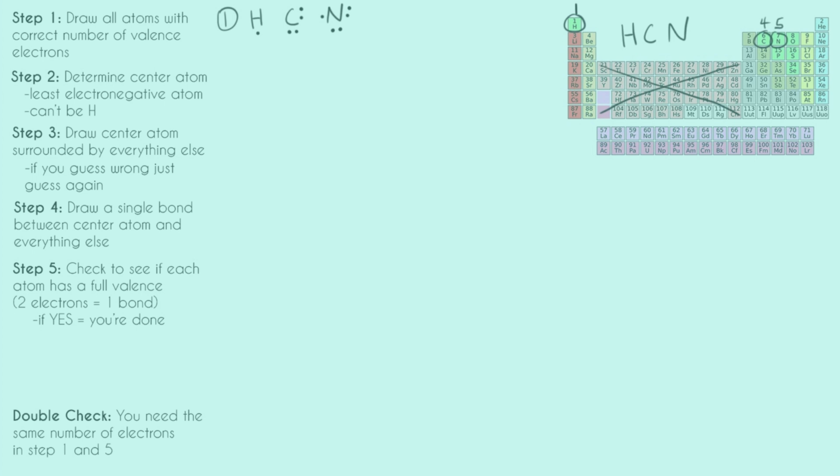So step 2, determine the center atom. It's the least electronegative atom, and it can't be H. So looking at this, we know it just can't be H, so it's not going to be that. And then for electronegativity, increasing from bottom left to top right, ending with fluorine as the most electronegative, we can see that nitrogen is closer to fluorine than carbon is. So nitrogen is more electronegative, which means that carbon is less, and that's going to be our center atom. So now step 3, draw the center atom surrounded by everything else.